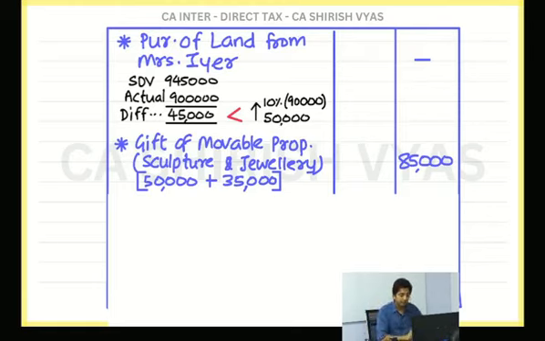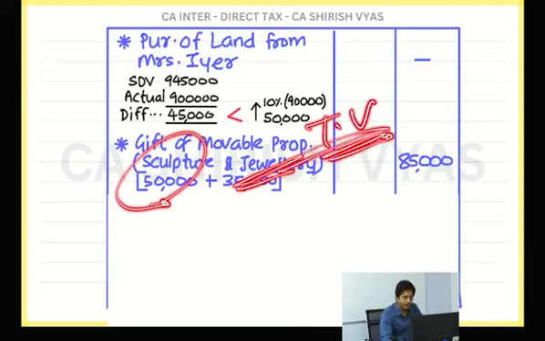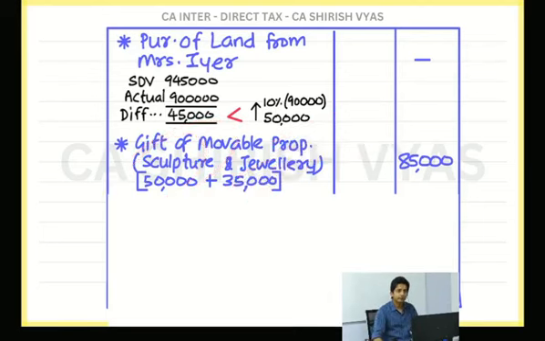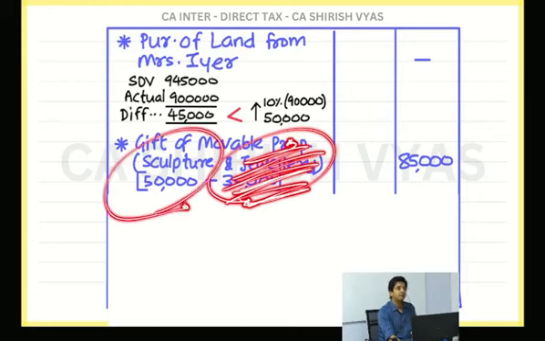By chance, see, if this was sculpture and this was a television. Then television is not to be taken into account. Then only sculpture, that has only 50,000, up to 50,000 exempt. Understood what I said? Instead of jewelry, this was a television. So television is not counted at all. It is always exempt other than Jasvi. And sculpture will be alone then, which is only 50. Up to 50 it is exempt.